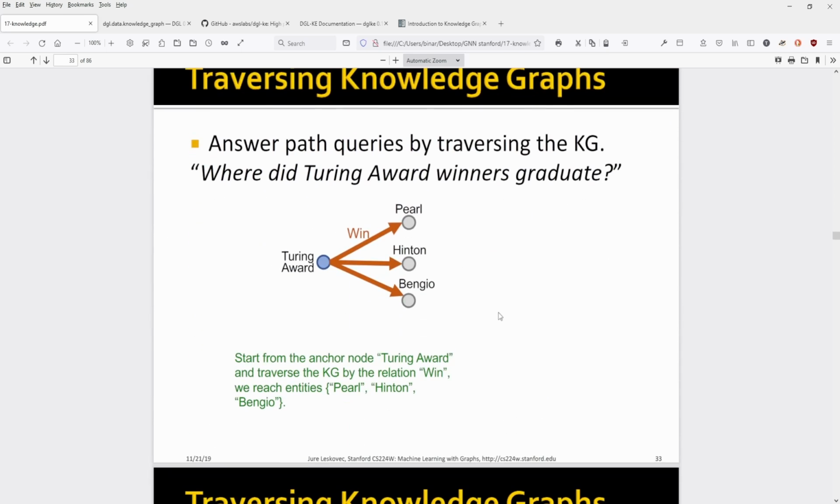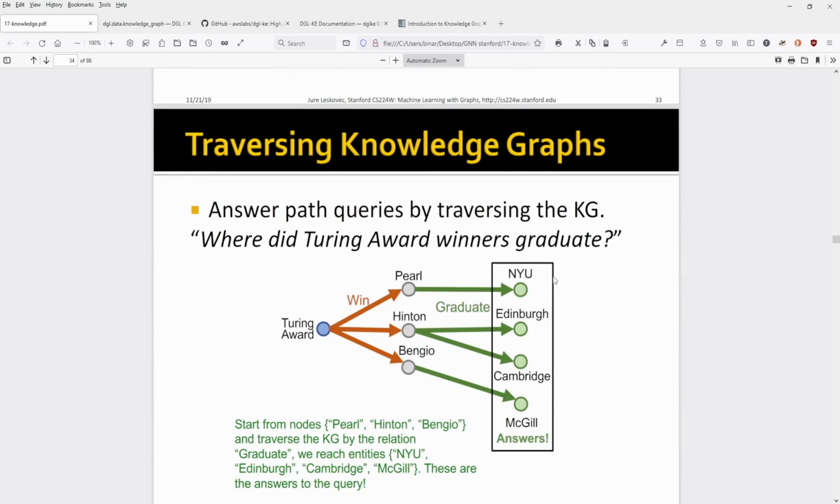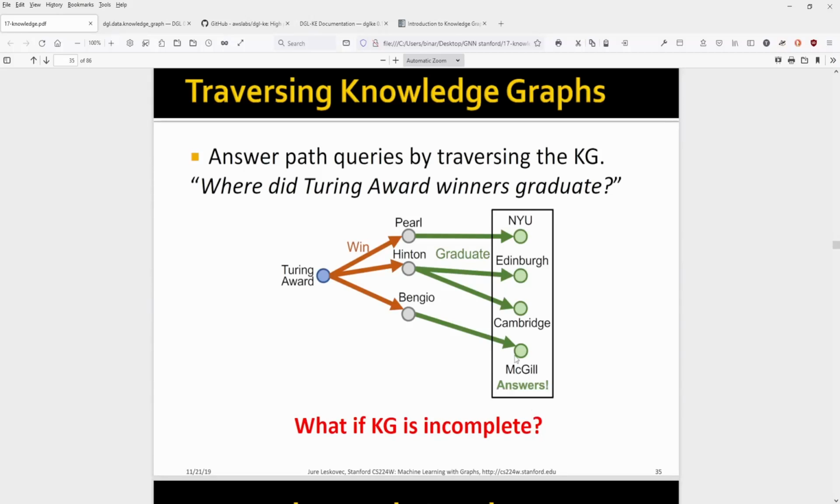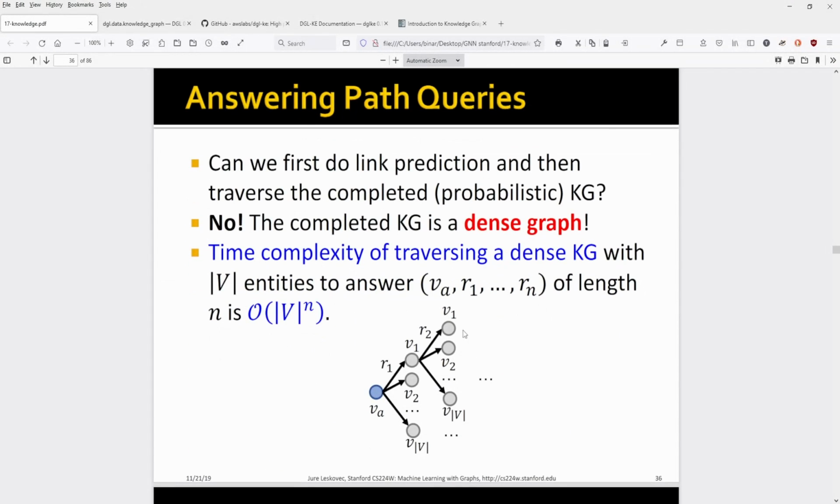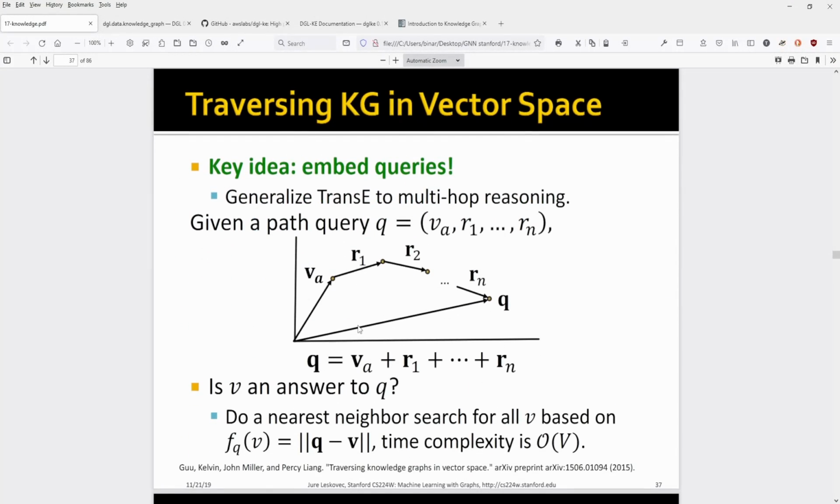So this is the different path and the different results. Incomplete, path question, dense graph. The idea again is we embed our queries. You know that we have embedded our knowledge graph representation, and now we embed queries. And we generalize our TransE to multi-hop reasoning. So our query here is from here to here, from here to here, from here to here. And then finally, this is in a vector space, our query.